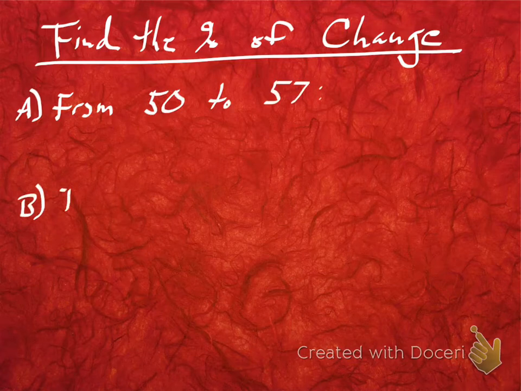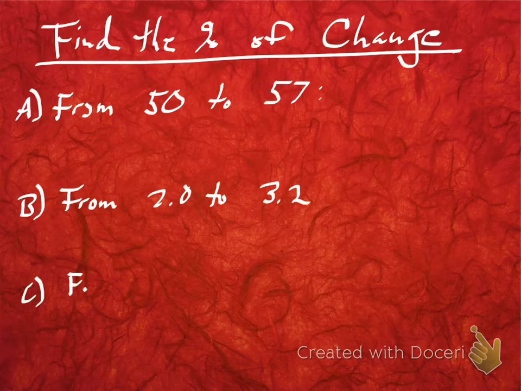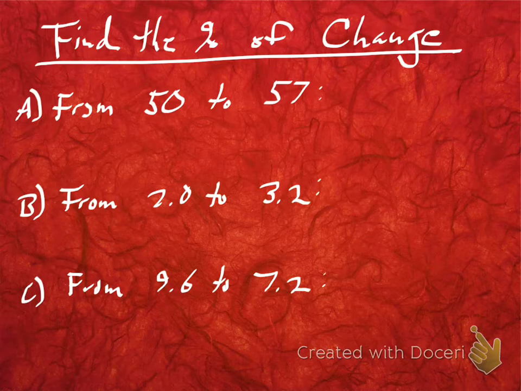All right, so I'm going to give you 3 problems, A, B, and C. I want you to compute the percent of change. First, from 50 to 57, that's obviously an increase. Second, from 2.0 to 3.2, again an increase. And finally, C, from 9.6 down to 7.2.